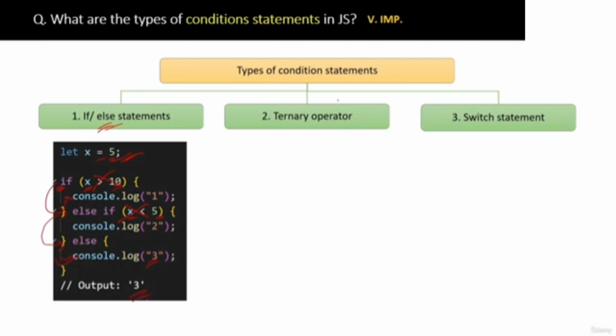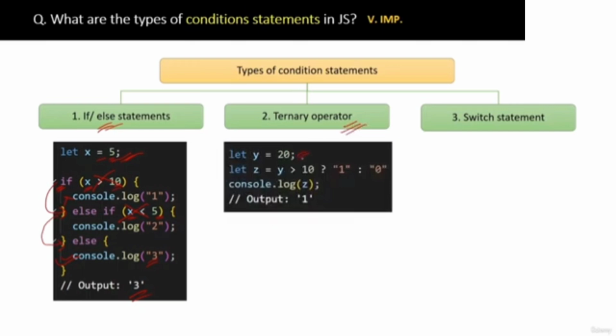The second type of conditional statement in JavaScript is the ternary operator. Here we have a variable y equal to 20. Now we will create a new variable z, which will first check whether y is greater than 10. So this is a condition. In this case y equals 20, so the condition is true. And if the condition is true, then the first value just after the question mark will be the result.